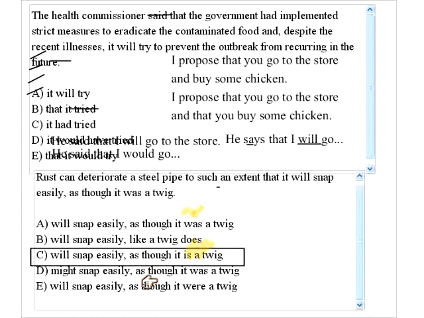Why not is? I don't actually see is anywhere. Oh, as though it is a twig, because that's not subjunctive. You have to use the subjunctive with a conditional. As if it were, that's not real. That's basically hypothetical. It's a conditional. It's just like as if, as though. So we have to use were, which is a subjunctive form, and you can look that up in your book, exactly because it's not real.